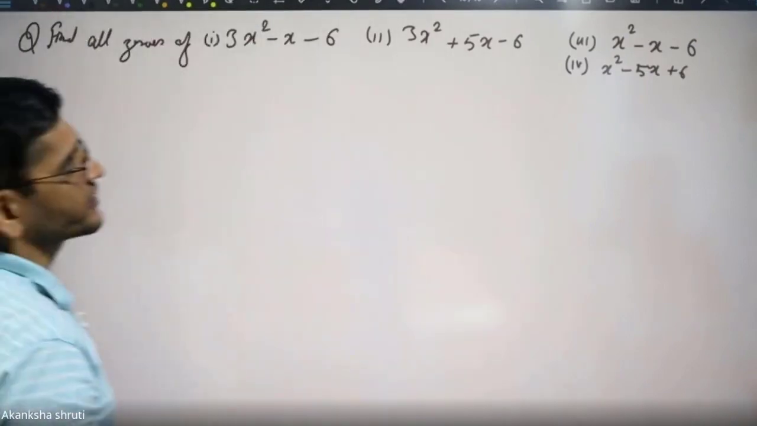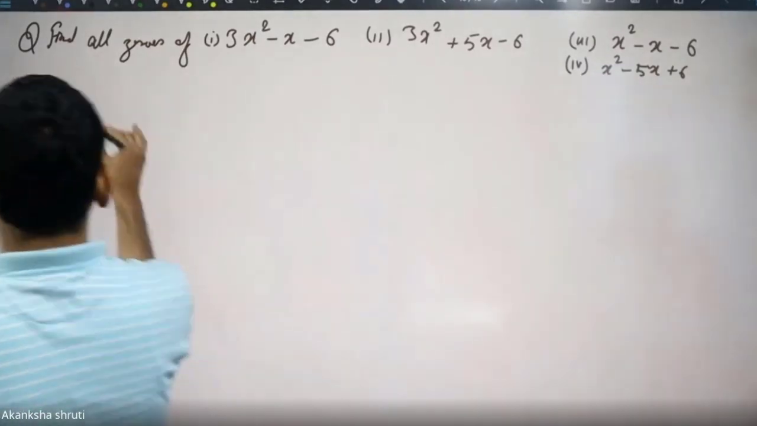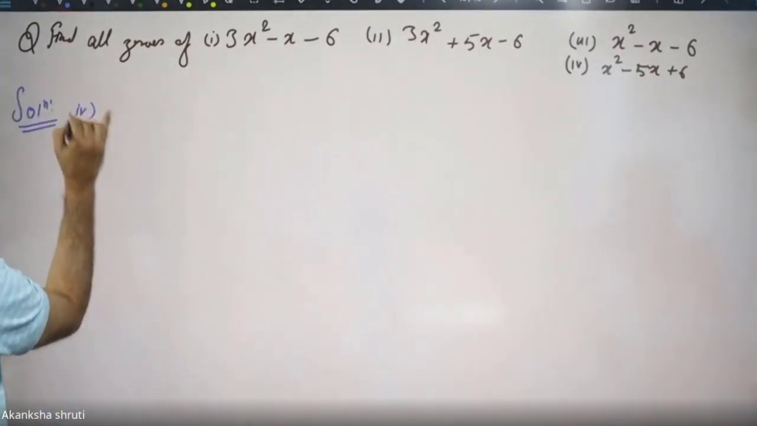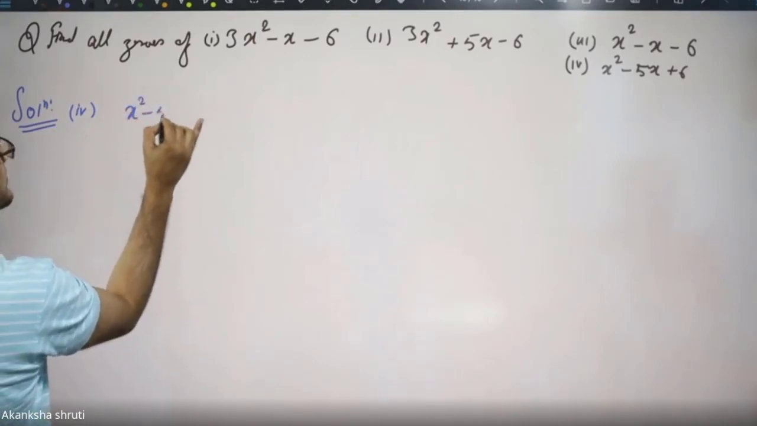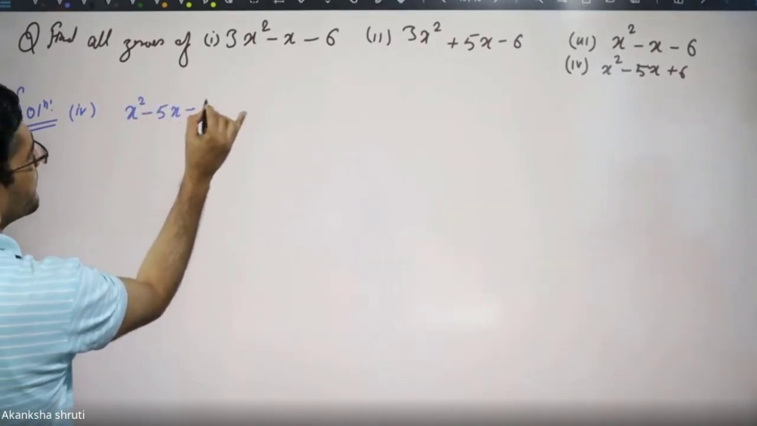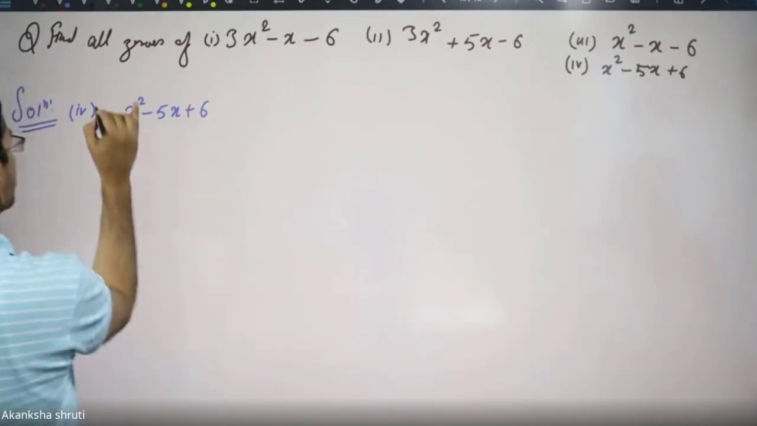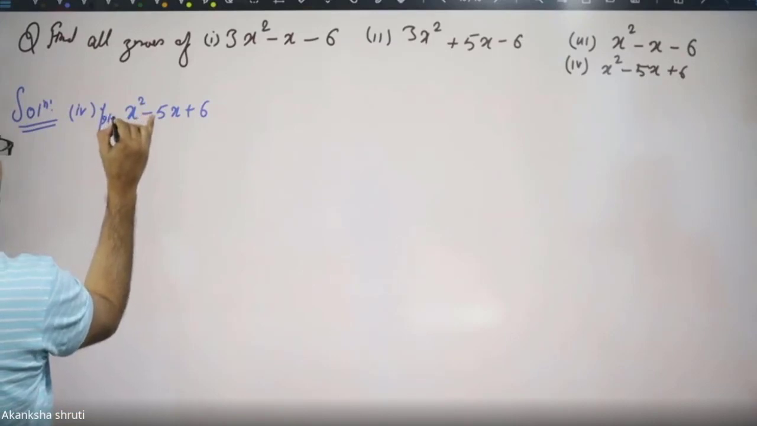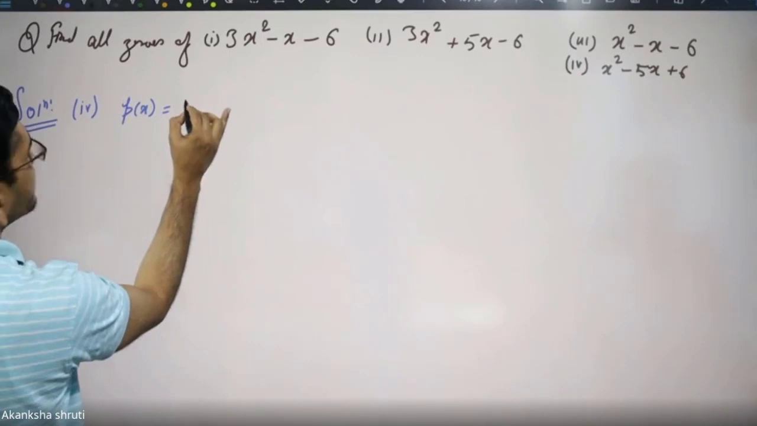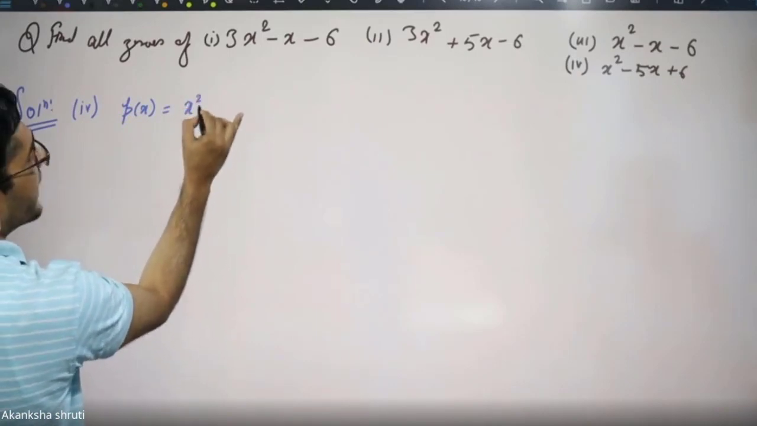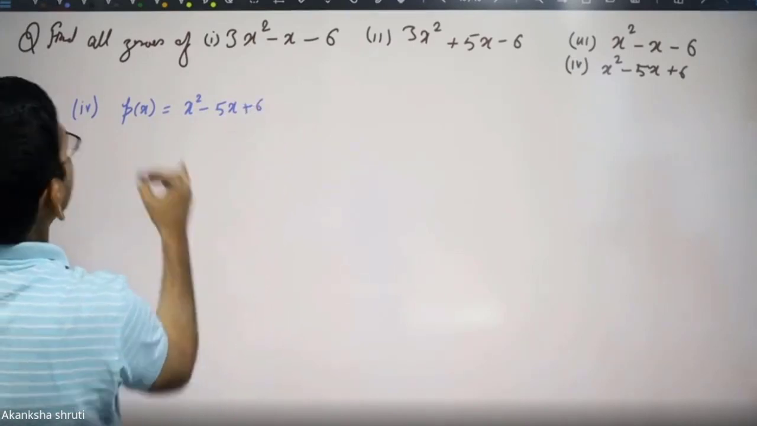Let me explain one more question. Let me consider the fourth question directly. We are given with x square minus of 5x plus of 6. This is the polynomial px given. Let us consider the fourth question where the polynomial given px is x square minus 5x plus 6.